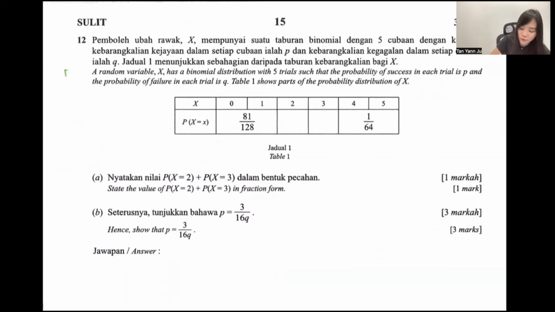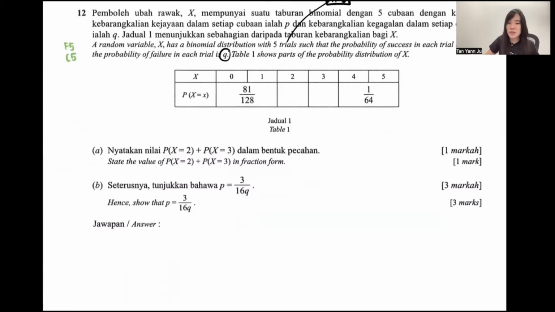They say a random variable X has a binomial. Guys, binomial is under Form 5, Chapter 5, binomial distributions, okay, probability distributions. So a random variable X has a binomial distribution with 5 trials. Binomial distribution, that means they're countable ones, okay. 5 trials, that means the n is 5 now, okay, such that the probability of success in each trial is P. So P stands for the probability of one success. The probability of failure in each trial, so probability of failing one time, is Q.